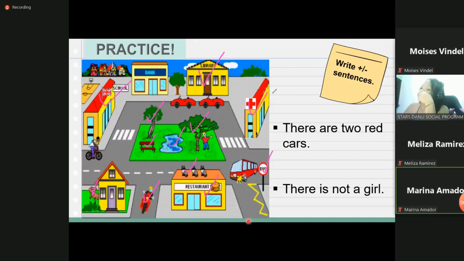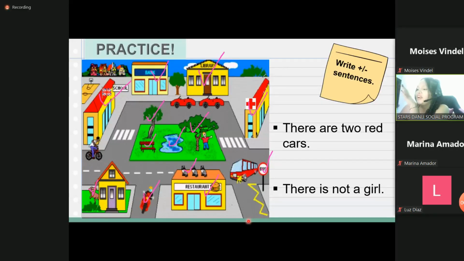There is a bank. Okay, yes, there is a bank. Now, Luz. There is not an airplane. Okay, there is not an airplane. Okay, now, Lizzie. Court. Excellent. Here we have the basketball court. Lesbia.